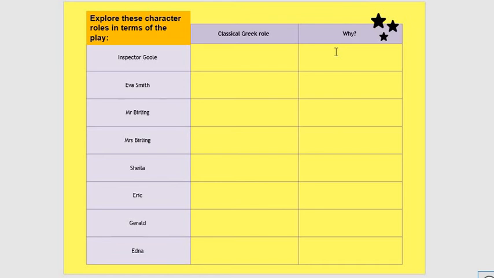Okay. And then you'd want to decide which of the other roles from the Greek play each of these characters fulfill and why. So that's your first extension task.